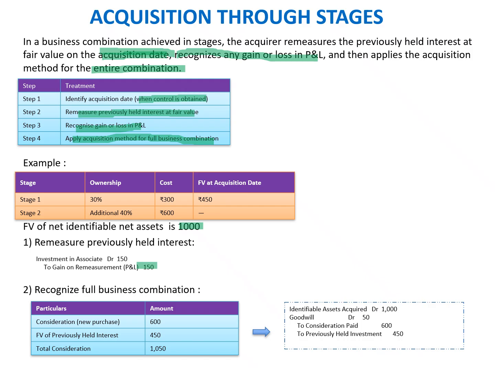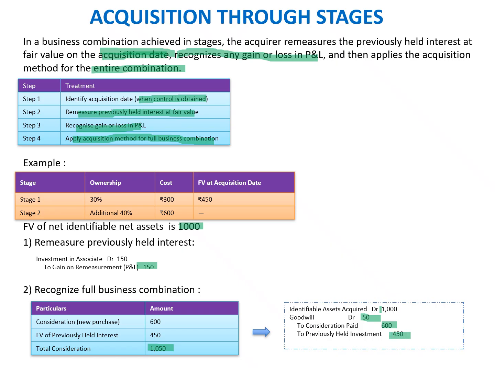Now, on the acquisition date, we have to recognize the full business combination. So consideration is the new purchase, which is 600. FV of the previously held interest is 450. Total consideration is 1050. Now, the fair value of the identifiable assets is 1000. We are paying 1050, so identifiable assets is 1000. Goodwill is debited with 50. Consideration paid is 600, and then the previously held investment is 450.